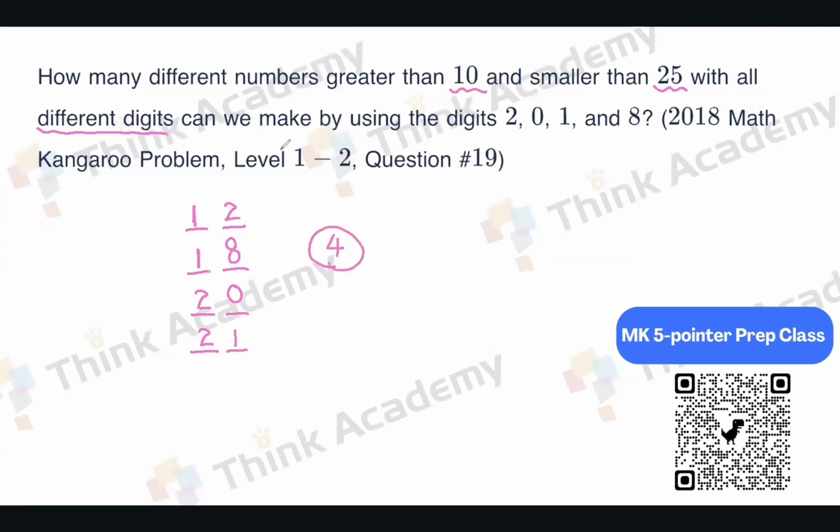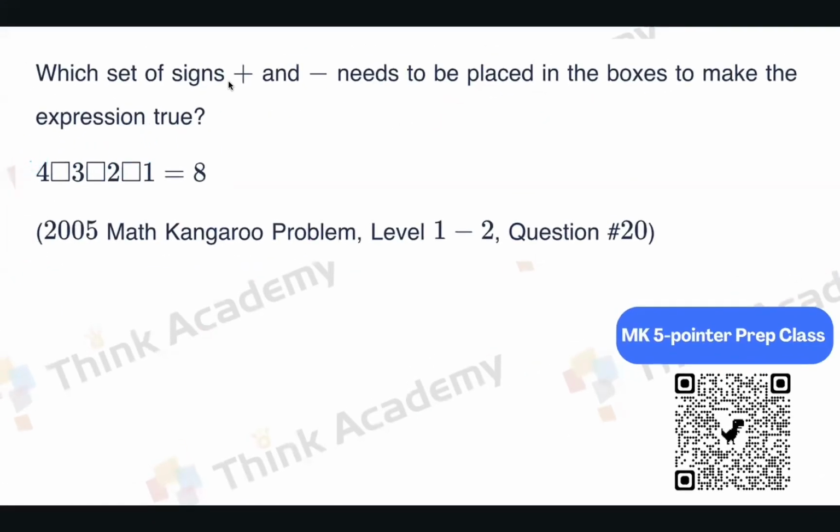Okay? All right, so now let's move on to the next question. Which set of signs, only plus and minus, needs to be placed in the boxes to make the expression true? That means 4 and 3 and 2 and 1, they can add or minus, and then the final answer is 8. Actually, for this question, what we can do is just try all those different options with A, B, C, D, E, but also we can observe all those numbers. 8 is actually quite a large number, right? So the first option is definitely what? We need to add them up. Otherwise, it is impossible to reach 8.